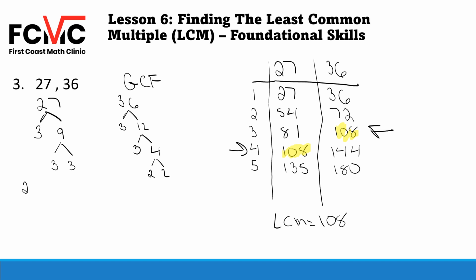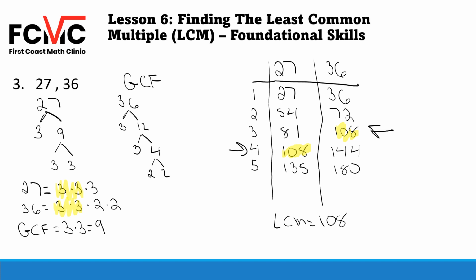So for 27, our factors are 3 times 3 times 3. For 36, our factors are 3 times 3 times 2 times 2. So what factors do we have in common? We've got 3 times 3 and 3 times 3. So our GCF, greatest common factor, is going to be that 3 times 3, or 9.